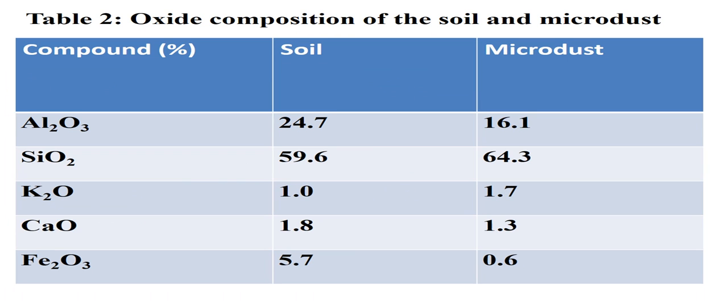Table 2 shows the oxide composition of the soil and microdust, and it can easily be inferred that the microdust is an aluminosilicate-rich material and can be classified as a pozzolana, based on the summation of the aluminium oxide, silicon oxide, and iron oxide content being above 70%.